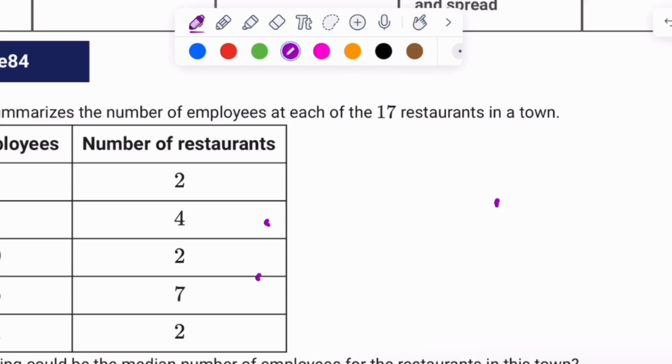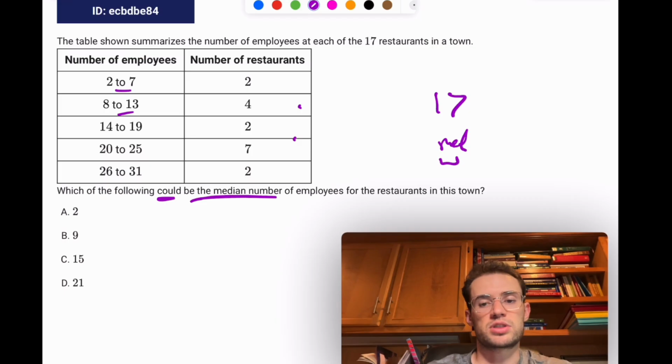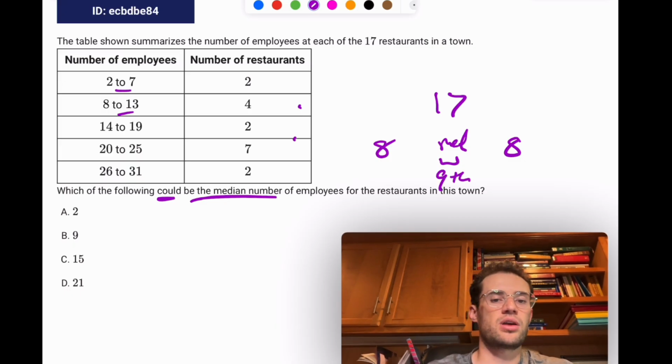There are 17 total restaurants. We want to find the middle number of 17. Take one away because that's going to be your median value, and that leaves you 16. So half of those, which is 8, will go less than the median, and 8 will go above the median. So we're looking for the 9th value. We've got 1, 2, plus 4 is 6, 6 plus 2 is 8. So the 9th value is going to be in this range.